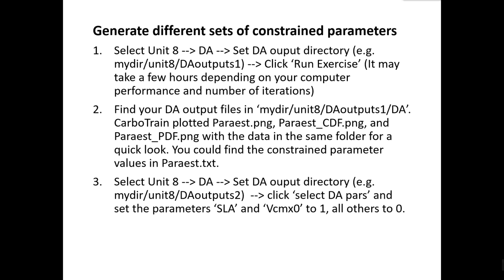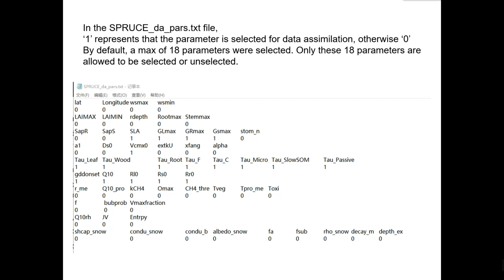So here, once you click the button of select DA path, it will allow you to set the parameters to either 1 or 0. Here the 1 means the parameter is selected for data assimilation and 0 means it is not selected. You can see here 18 of the parameters are selected. This is also the maximum number of parameters allowed to be selected. You may change the 1 to 0 if you don't want the parameter to participate in data assimilation.